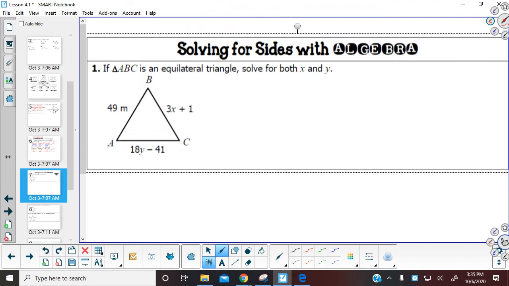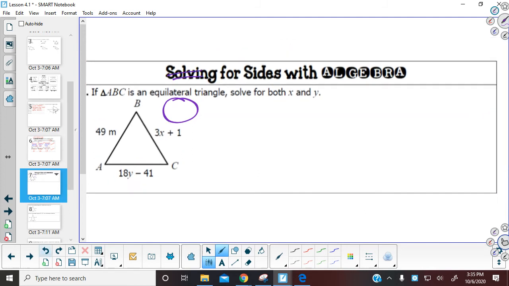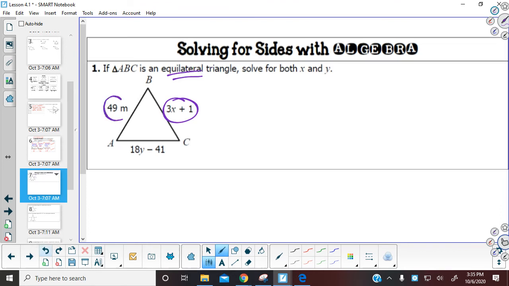All right, moving on. We have to pay attention when we read, that we read carefully. So if we look at this one, notice it says equilateral triangle, meaning our sides are equal. So if we look here, we can't set these two parts equal to each other because you are not going to be able to solve if you have an x and a y value in the same equation. So we're going to go ahead and set 3x plus 1 equal to 49 because those are the same. We're also going to set this 18y minus 41 equal to 49 also, and then we're just solving, okay?